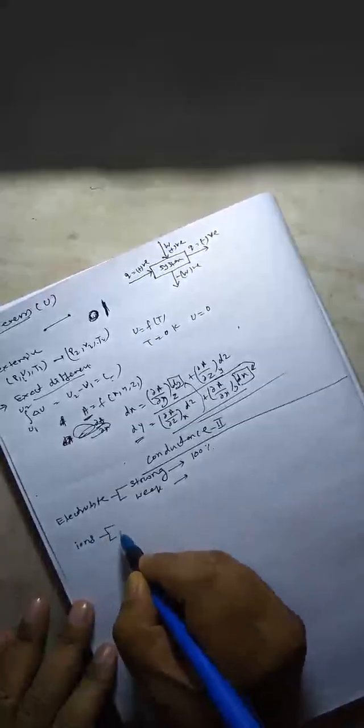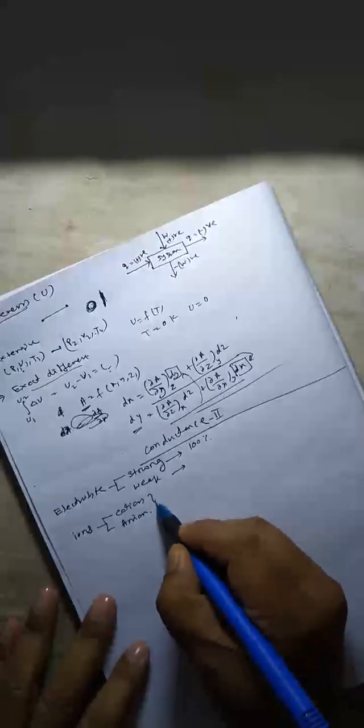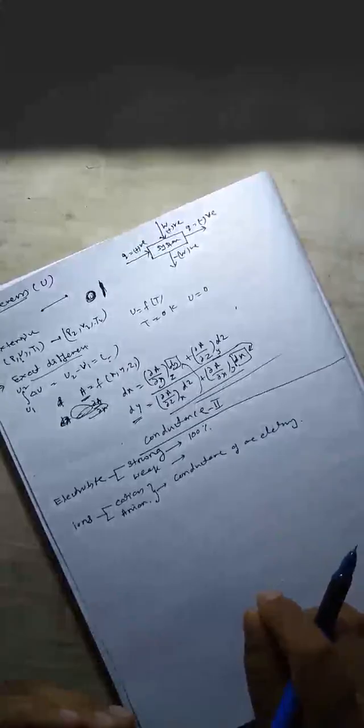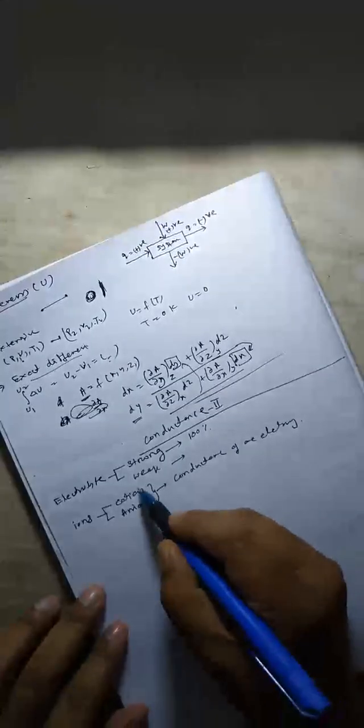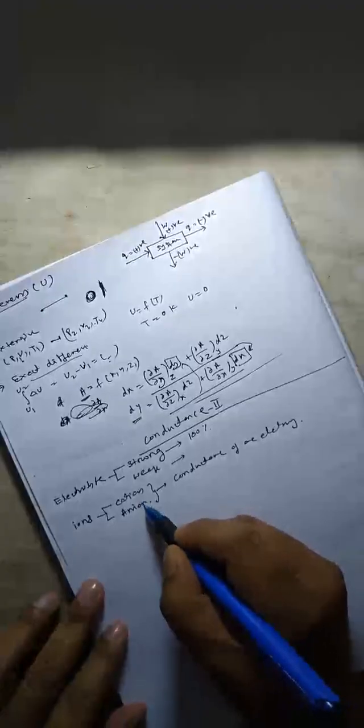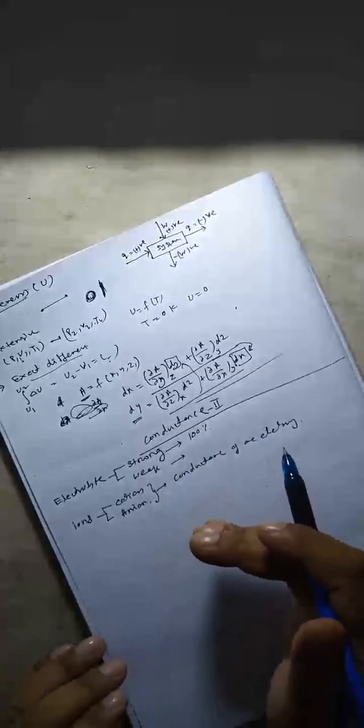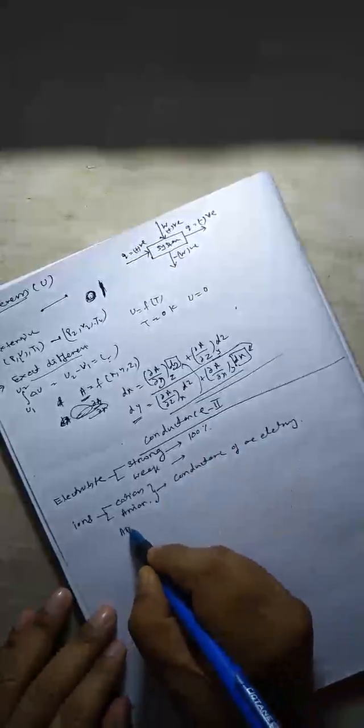The ions are of two types: one is cation, another is anion. Cation is positively charged, anion is negatively charged. Both the ions can contribute to the conductancy of an electrolyte. The conductance of the electrolyte depends upon the mobility of the two ions, the mobility of the cation and the mobility of the anion. This mobility depends upon the applied electric field, which is also called the electrostatic field.